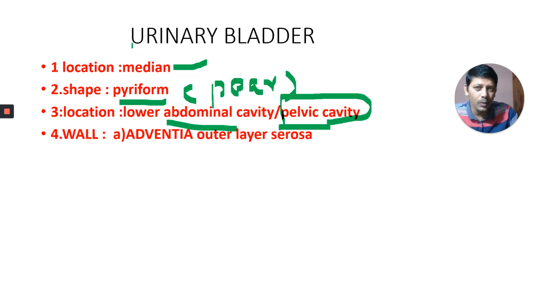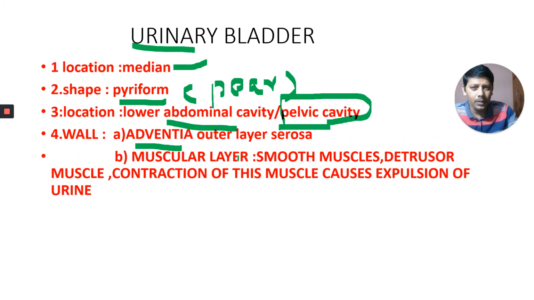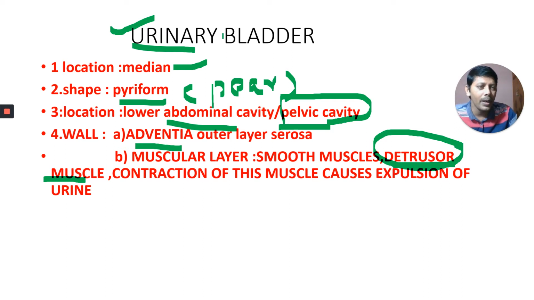Now the wall of the urinary bladder. In the previous slide, we learned the wall of the ureter. What is present here? Here also there is adventitia, the outer layer, serosa, followed by a muscular layer. As in the ureter, the muscular layer is smooth muscle, the detrusor muscle. Detrusor muscle is very, very important. Contraction of these muscles causes the expulsion of urine.